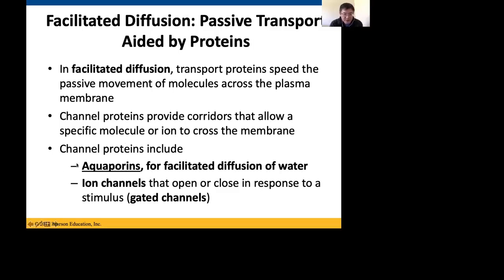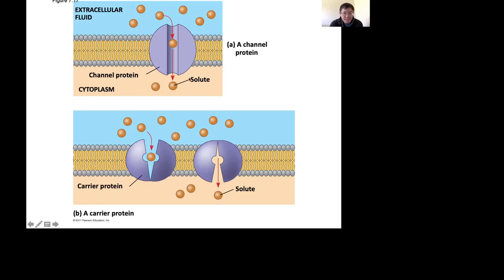For the channel proteins, we know aquaporin. Aqua means water, porin means hole. So this protein facilitates the diffusion of water. We also have ion channels. These channels can only allow ions to move across the membrane. For example, this is aquaporin, a channel protein.